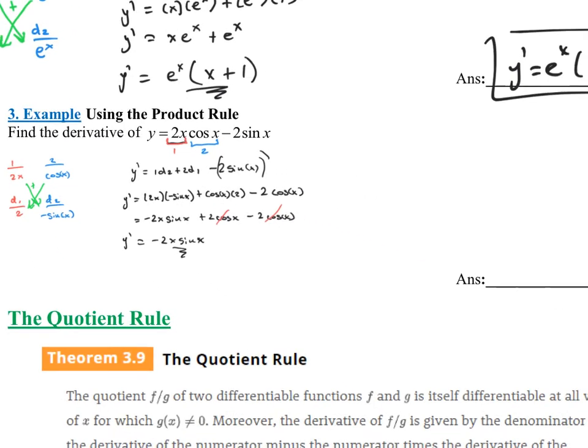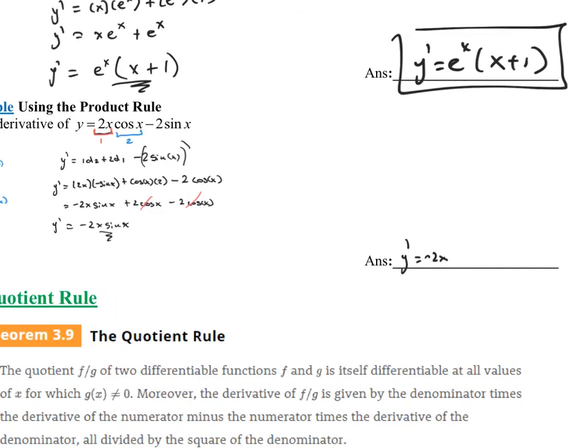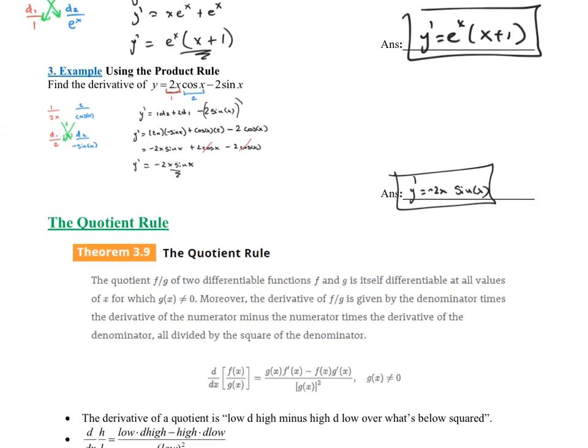So I used product rule for the first part and then just straight up constant multiple rule for the next. I have y prime equals negative 2x sine of x. Excellent. Let's move on to the next rule, which is the quotient rule.